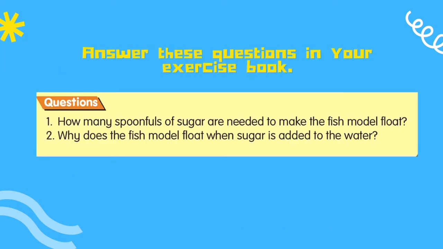Then answer these questions in your exercise book. Number 1. How many spoonfuls of sugar are needed to make the fish model float? Make sure you count the sugars that you put in the water just now. Number 2. Why does the fish model float when sugar is added to the water? You can refer to the answers in your science textbook.